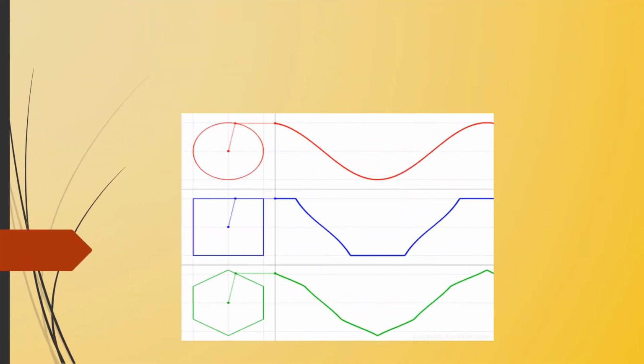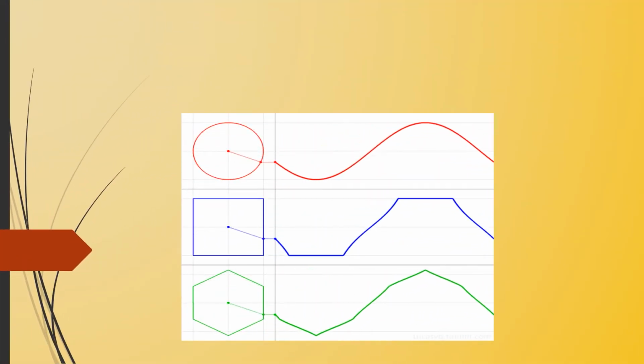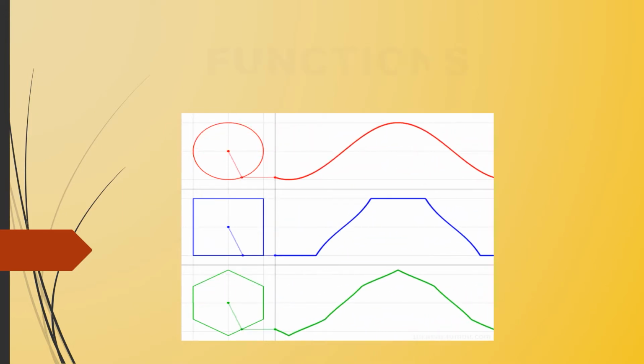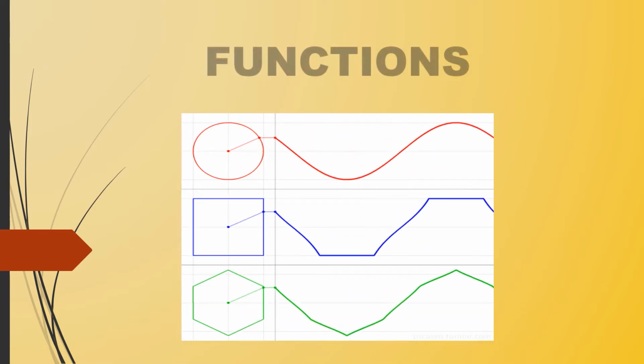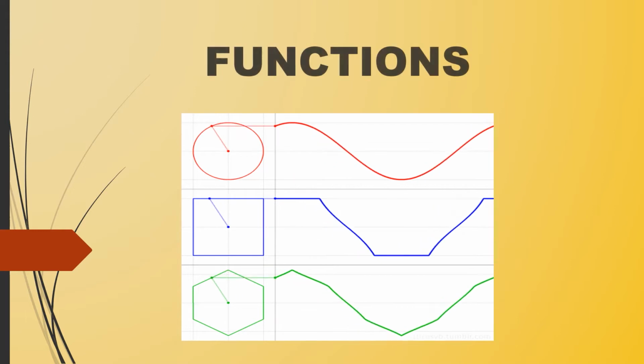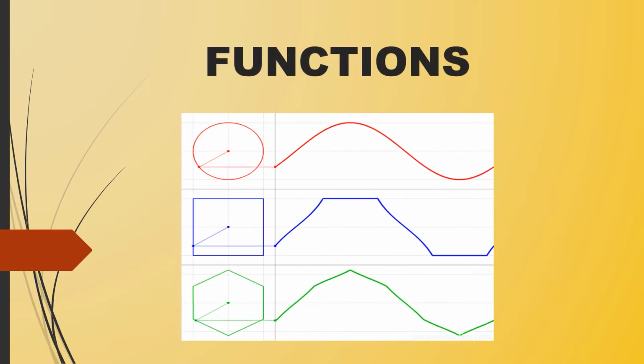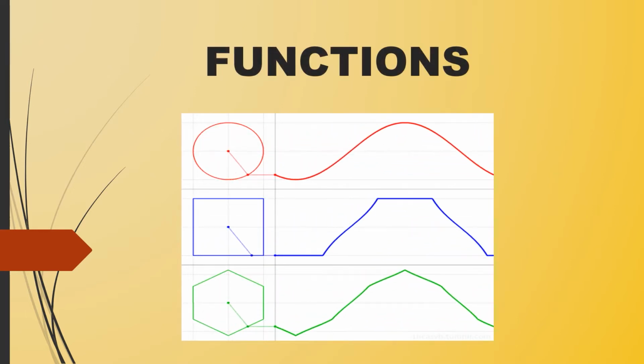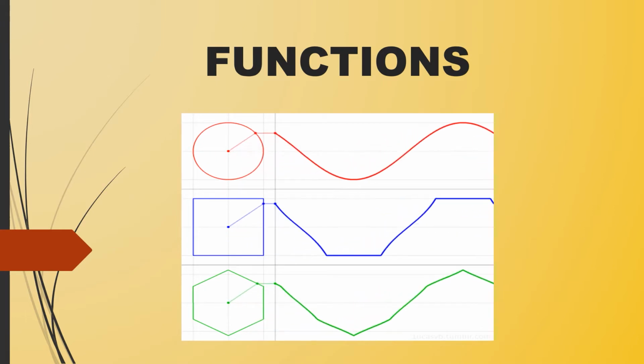Hello everyone. In this video we will study functions and their graphs. Functions. A relation f from a set A to a set B is said to be a function if every element of set A has one and only one image in set B.